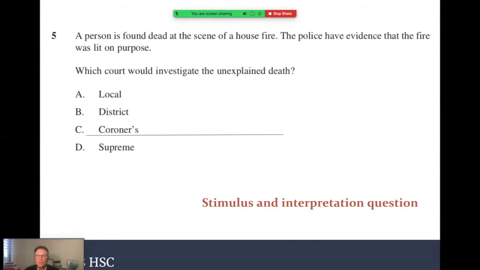Look at this sample question. A person is found dead at the scene of a house fire. The police have evidence that the fire was lit on purpose. Which court would investigate the unexplained death? There's a stimulus in this question, and we must interpret the question at the same time, and we go to our syllabus. The syllabus talks about the powers and the roles of courts. Having understood the syllabus requirement to understand court levels and court roles, the answer to this is the coroner's court, whose job is to investigate death and make reports to try to eliminate these types of causes of death.